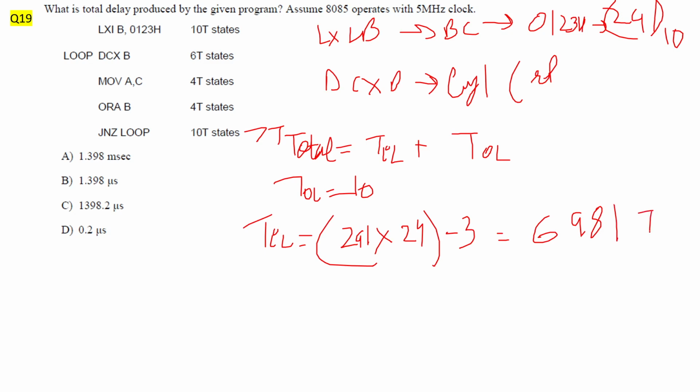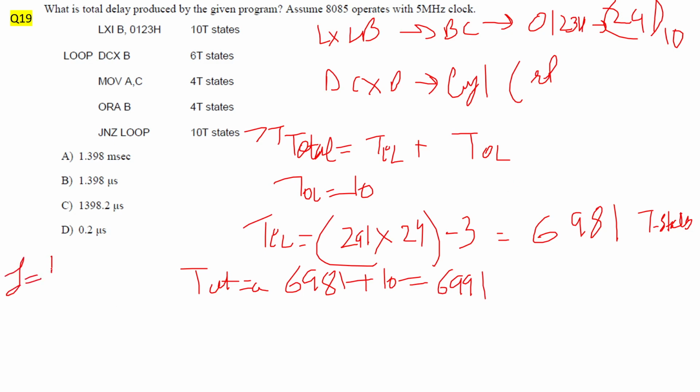6981 T states. You can do the maths, that's not an issue. And T outside the loop is 10. So total T is basically 6981 plus 10, that is 6991. And your clock is 5 megahertz, that is 0.2, that implies T is equal to 0.2 microsecond.